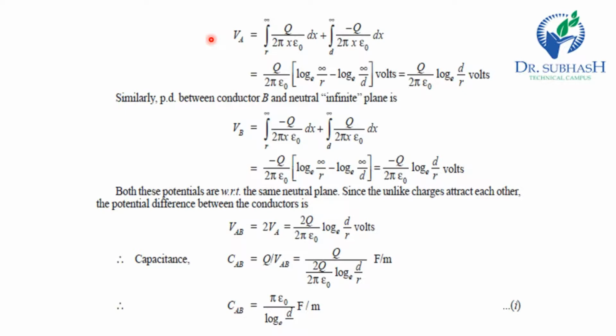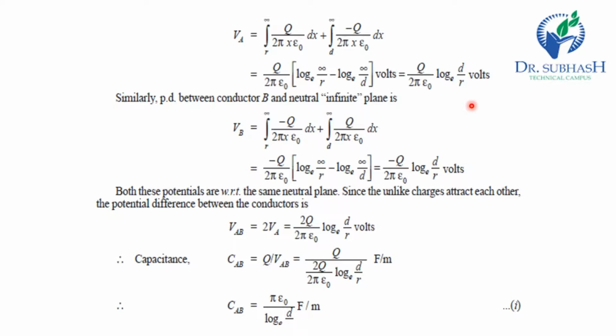Same here, to find out the capacitance we use a potential difference, and for that purpose we first have to calculate the potential difference equation. Now integrating this equation, we get log infinity by r and log infinity by d. Solving this equation, we get V_A = q by 2 pi epsilon 0 log d by r volt.